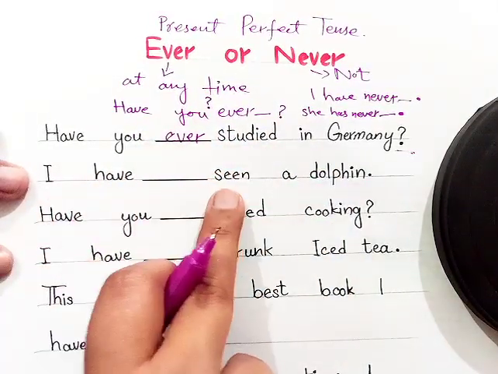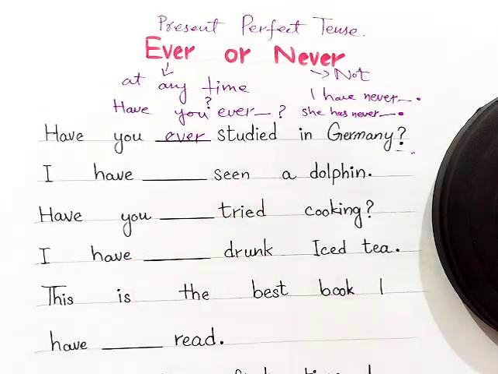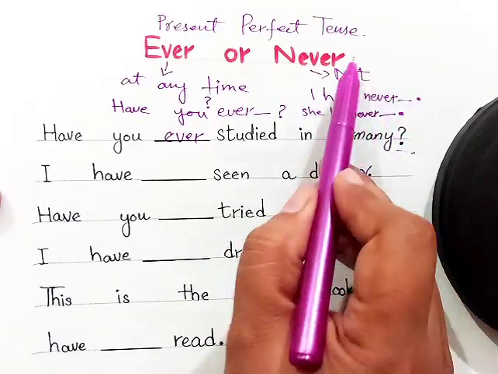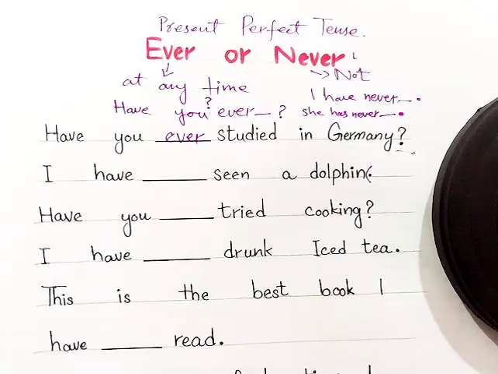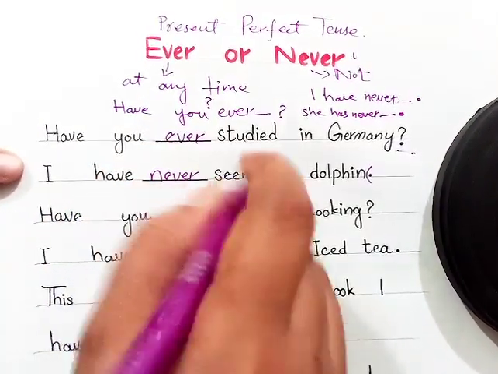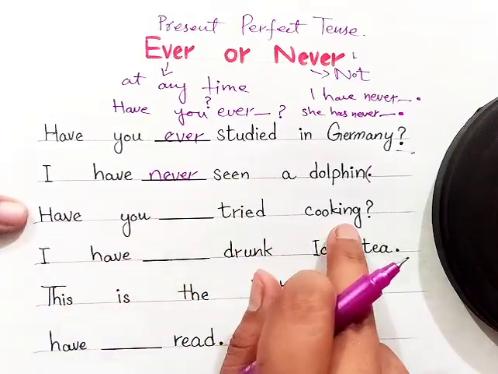Next one. I have blank seen a dolphin. There's a full stop. So for full stop we will use the word never. So I have never seen a dolphin.